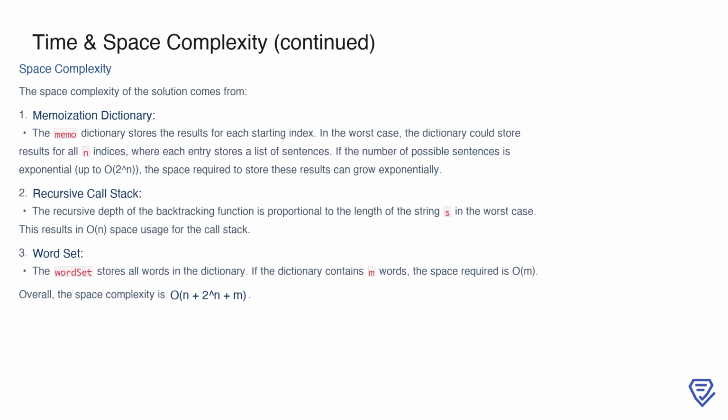Second, the recursive call stack contributes to the space usage. The maximum depth of the recursion is proportional to the length of the string, resulting in O(n) space usage for the call stack. Finally, the word set used to store the dictionary words requires O(m) space, where m is the number of words in the dictionary. Combining these factors, the overall space complexity is O(n plus 2 to the power of n plus m).